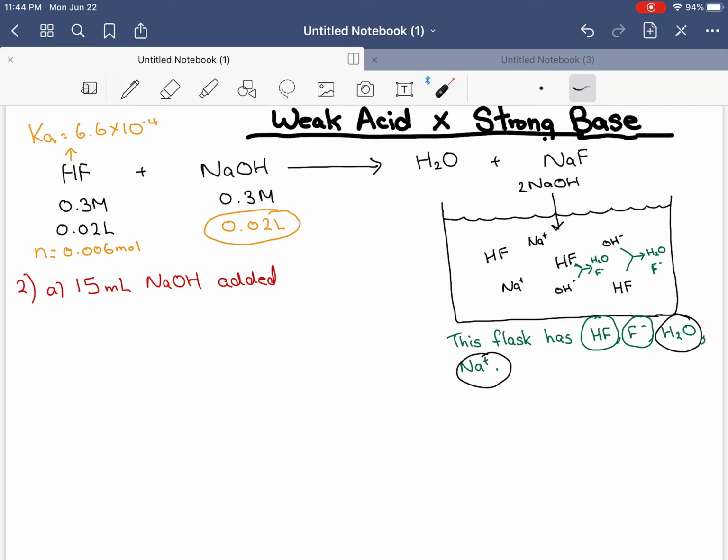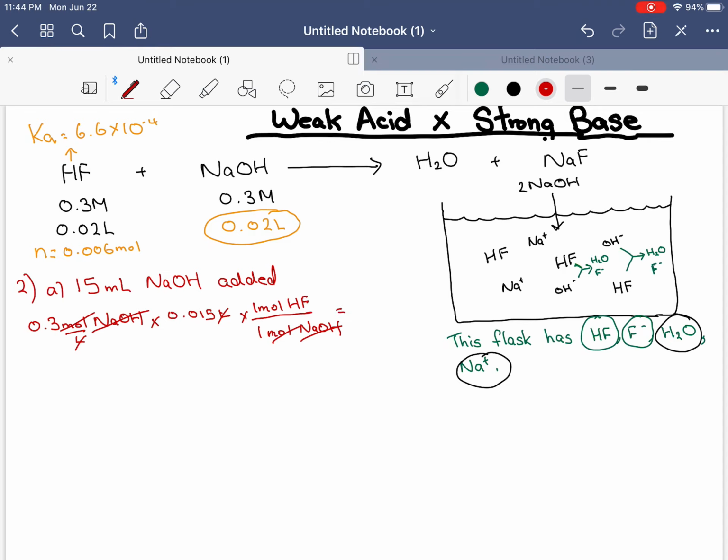Right. After I'm pausing, obviously I'm going to show you how this is going to be done, right? I'm not going to leave you hanging here. So, again, we're going to find out how much HF got reacted. So I'm going to take 0.3 and multiply it by 15 milliliters. Okay. And I'm going to find out exactly how much HF was reacted using stoichiometry. And my answer is 0.0045 mole of HF that's going to get reacted.